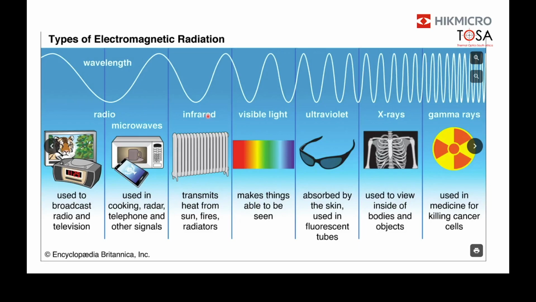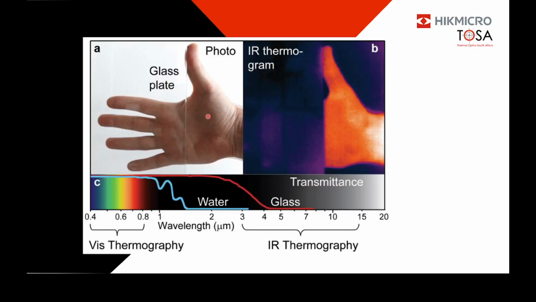So let's have a look at what you see. Again, I spoke around 14 microns. This is infrared thermography, and this is the range of wavelengths that we're looking at. This is in micrometers. So the part that we're interested in extends from around 7 micrometers all the way to around 15 micrometers.